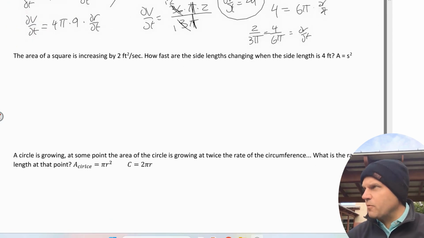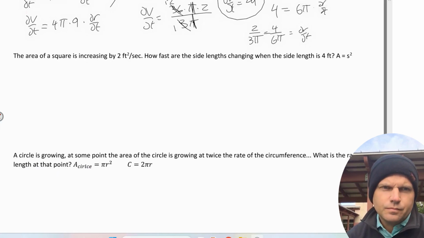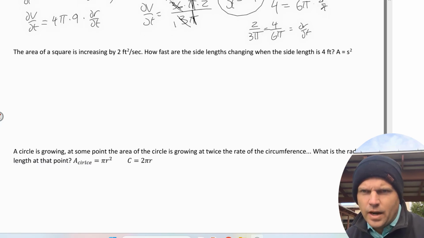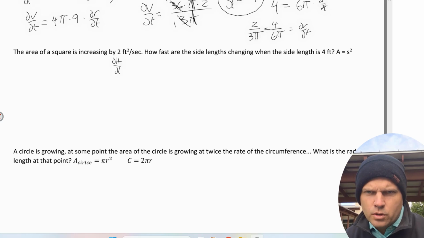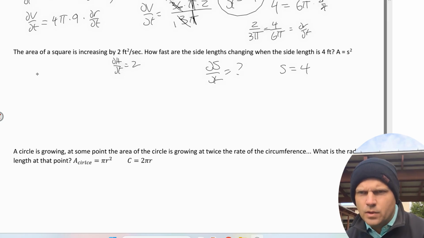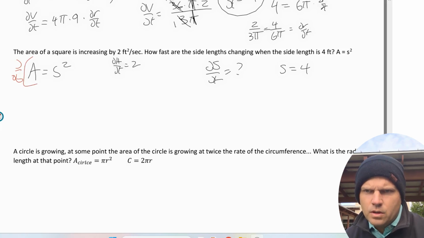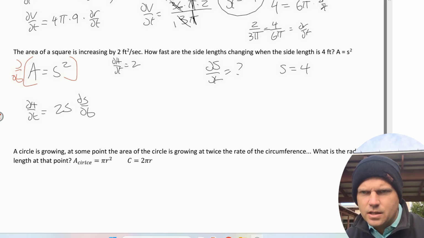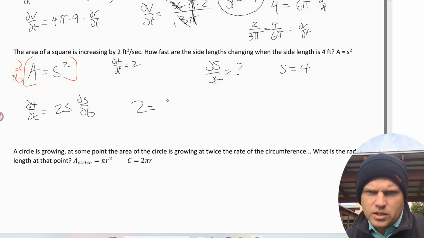Well, so it's a relationship of two different formulas that are simultaneously occurring in one situation. We got a square. Area of a square is increasing by 2 square feet per second. How fast are the side lengths changing when the length is 4? Well, A equals s squared. Pop a derivative. dA/dt equals 2s times ds/dt. dA/dt is 2. S is 4. ds/dt is 1/4.